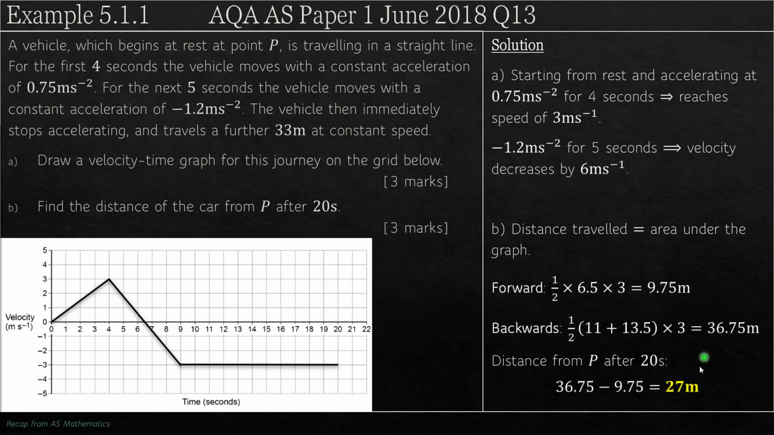It's 27 meters. If the question had said find the displacement of the car from P after 20 seconds, then our answer would have been negative 27, because it moves forwards 9.75 meters, then it moves backwards further, so it finishes further behind than it started. That's the end of the question.